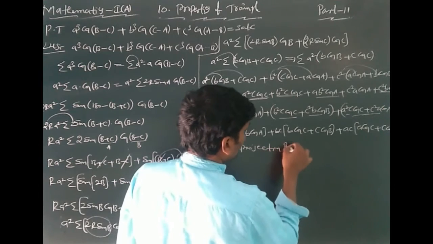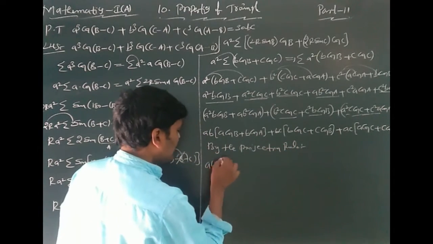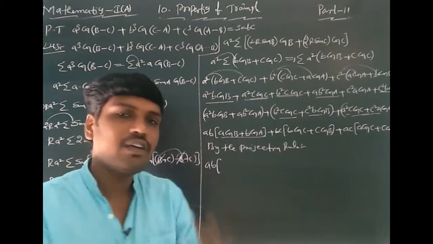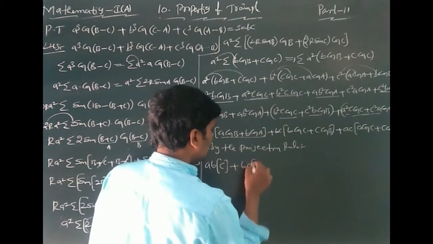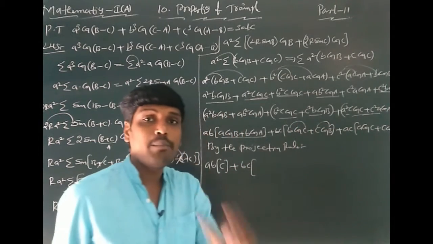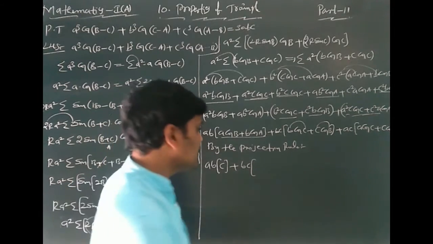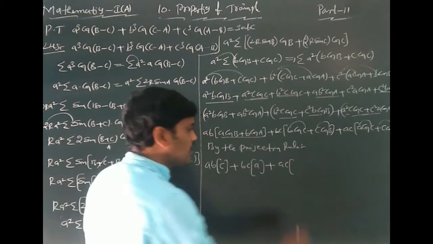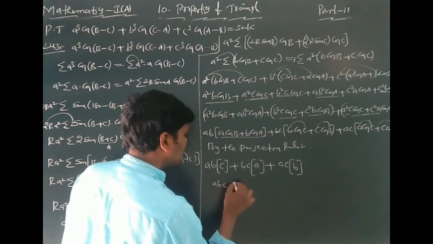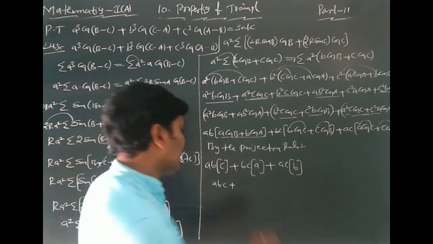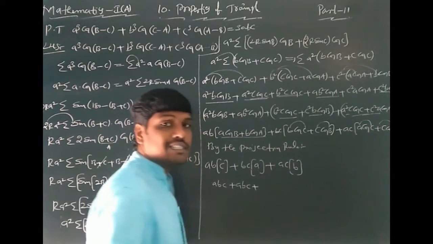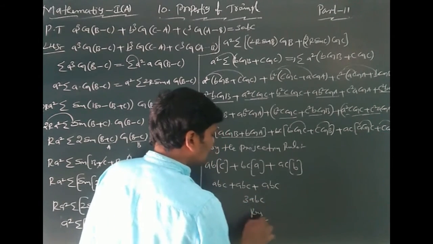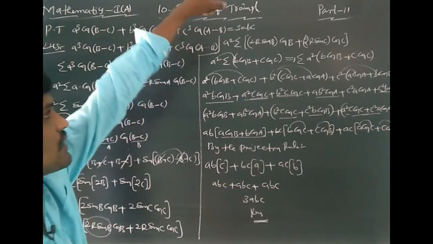By the projection rule, you have 3 formulas. ab into a cos b plus b cos a, that value is c. Plus bc into b cos c plus c cos b, by the projection rule that value is a. Similarly, ac into a cos c plus c cos a, that value equal to b. You get abc, bca, acb, all nothing but abc. abc plus abc plus abc, you can write 3abc. This is the RHS.